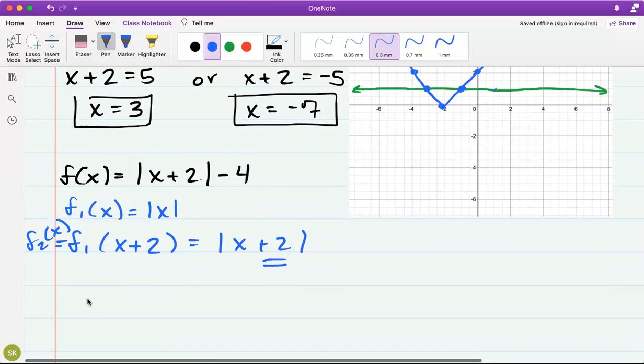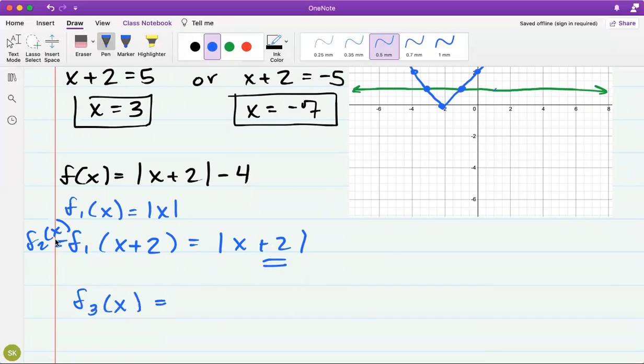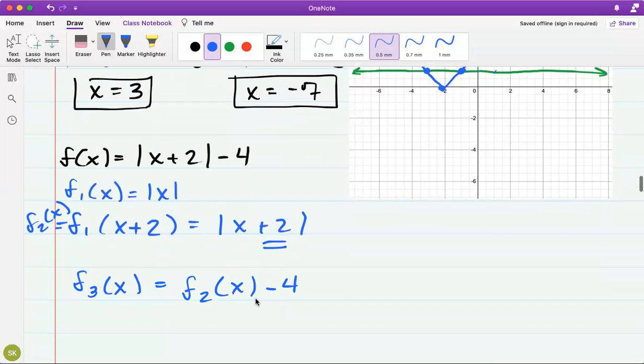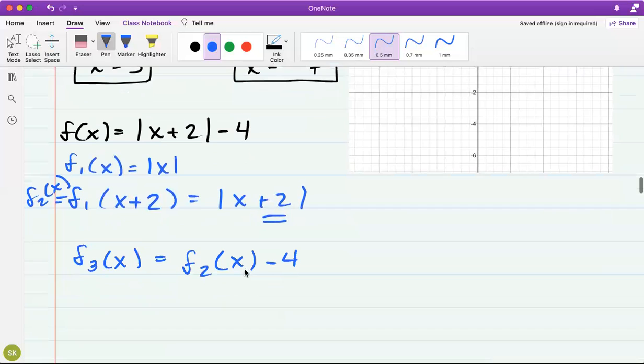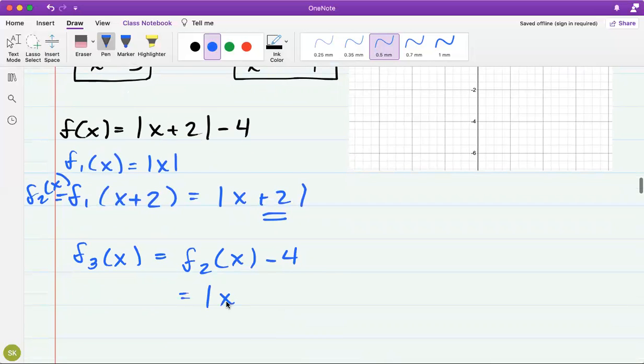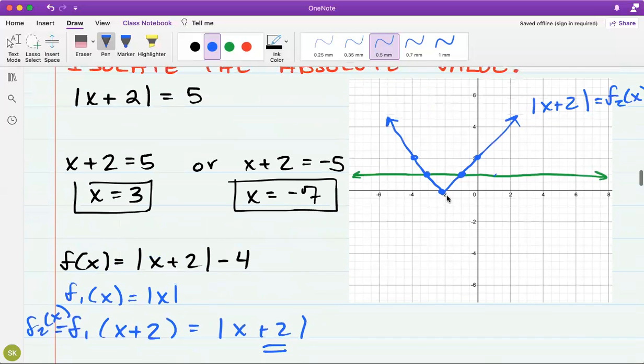So what I'm going to do, I'm going to get this new function, f3 of x, which is taking f2 of x and subtracting 4 on the outside. When I do that, I'll get the function I want, because I'm just taking this one and subtracting 4. But because it's on the outside of this function, that means I move the function down 4 units. So everything gets moved down 1, 2, 3, 4 units. So this one goes here.